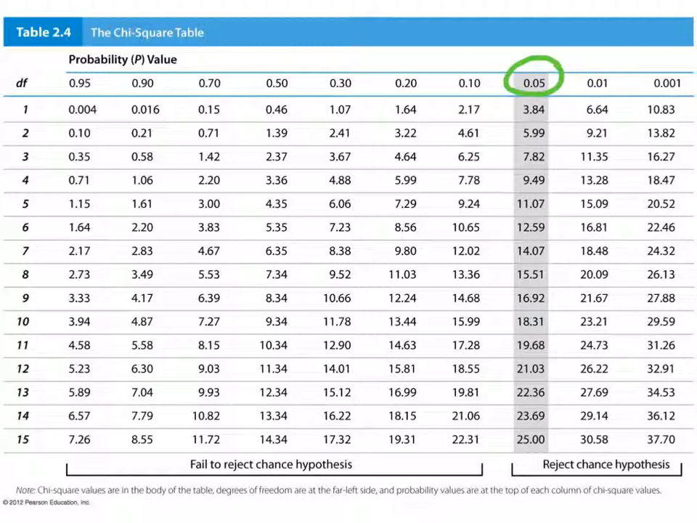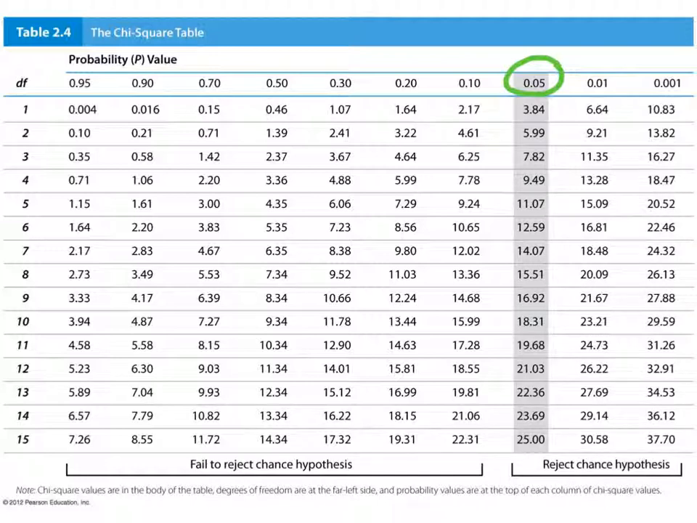We could, if we were really paranoid, just say, I insist on a 0.01 or a 0.001. I insist on more confidence. Okay, but that's going to require more data and more work. And so 5% is a value that researchers have sort of agreed upon, and so it's the conventional standard.